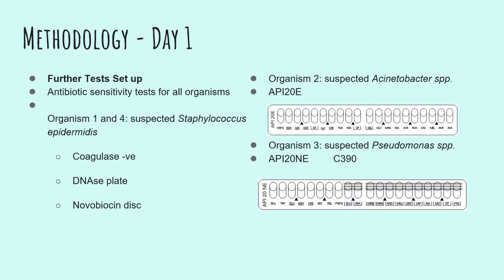A DNase plate and novobiocin disc were set up for confirmatory identification of organisms 1 and 4. Organism 2 was suspected to be Acinetobacter species and an API-20E test was set up. Organism 3 was suspected to be a Pseudomonas species. In this case, an API-20NE test was set up. Antibiotic sensitivity tests were also performed on all organisms.